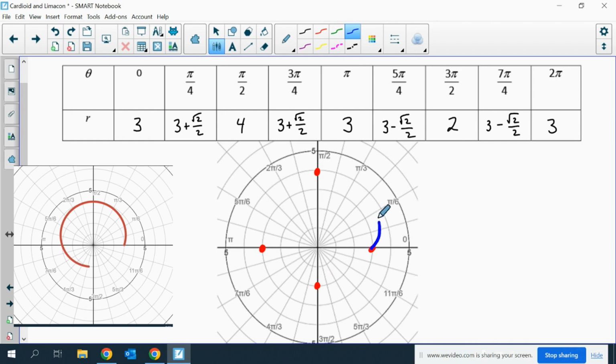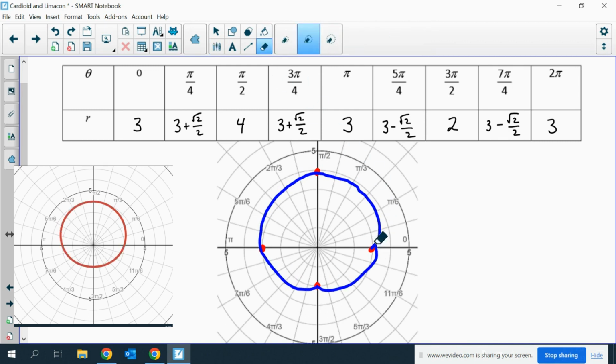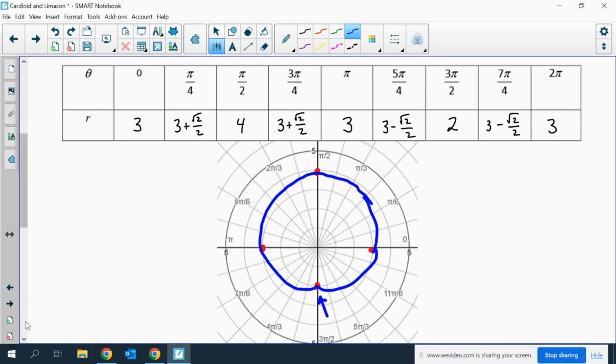So if I mimic this, it'll look something like this. I probably went a little too wide up here, as it should be circly in nature. But it should look something like that. My dimple is right here.